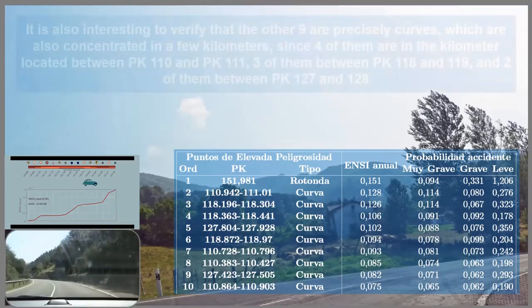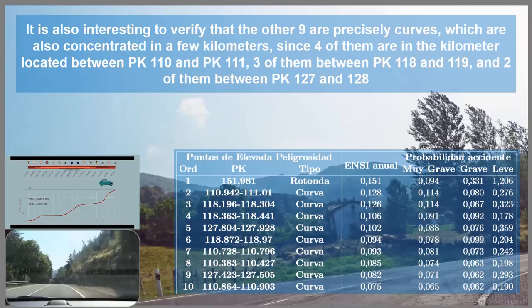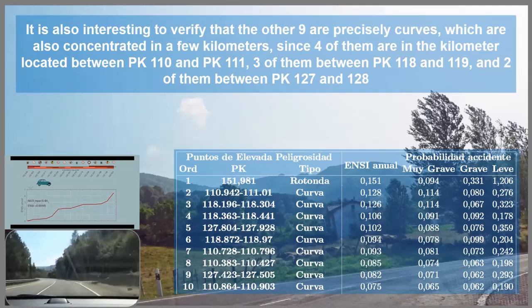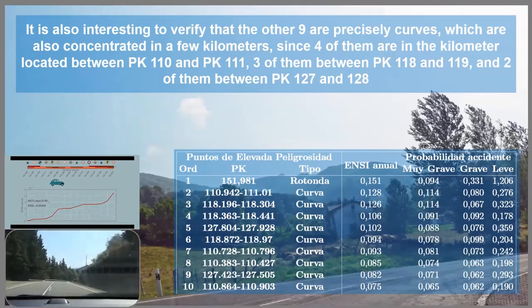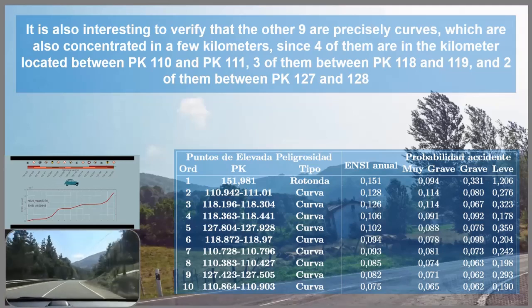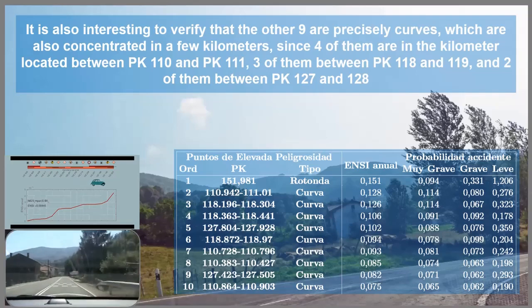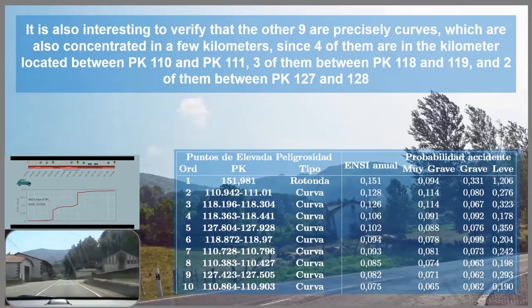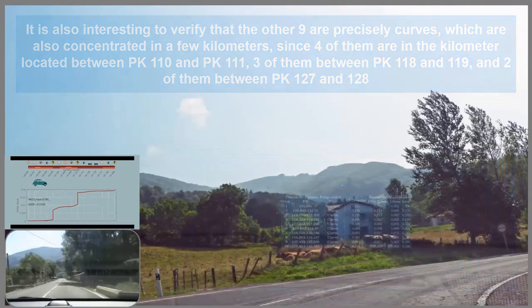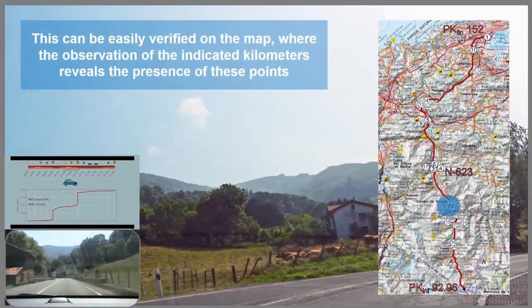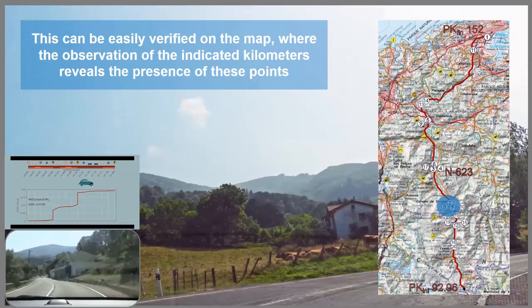It is also interesting to verify that the other 9 are precisely curves, which are also concentrated in a few kilometers, since 4 of them are in the kilometer located between PK 110 and PK 111, 3 of them between PK 118 and 119, and 2 of them between PK 127 and 128. This can be easily verified on the map, where the observation of the indicated kilometers reveals the presence of these points.